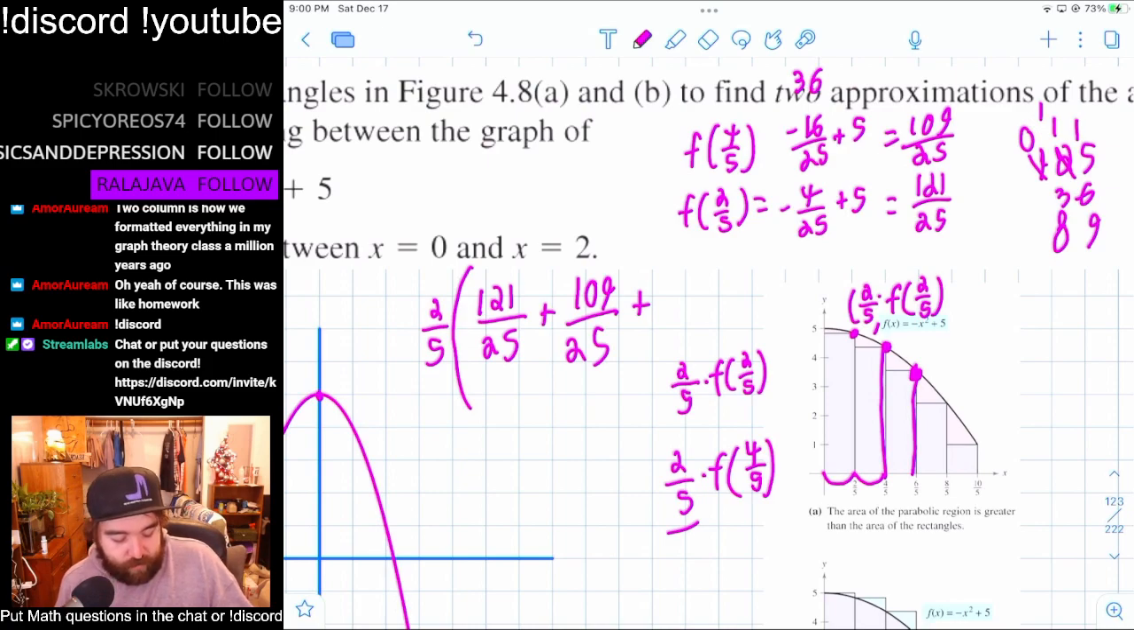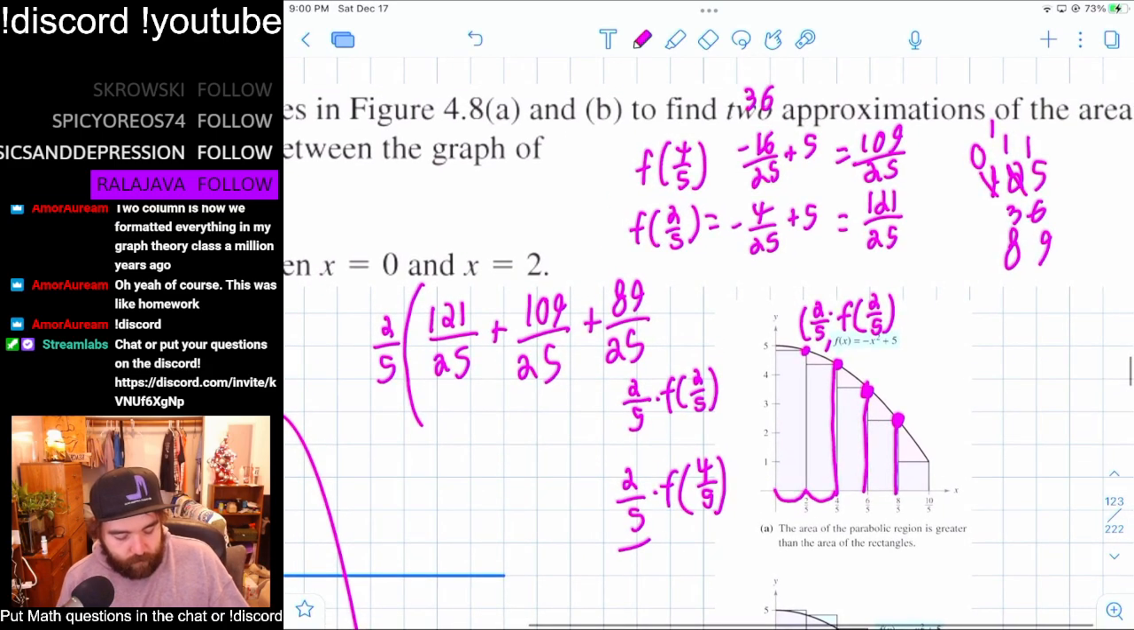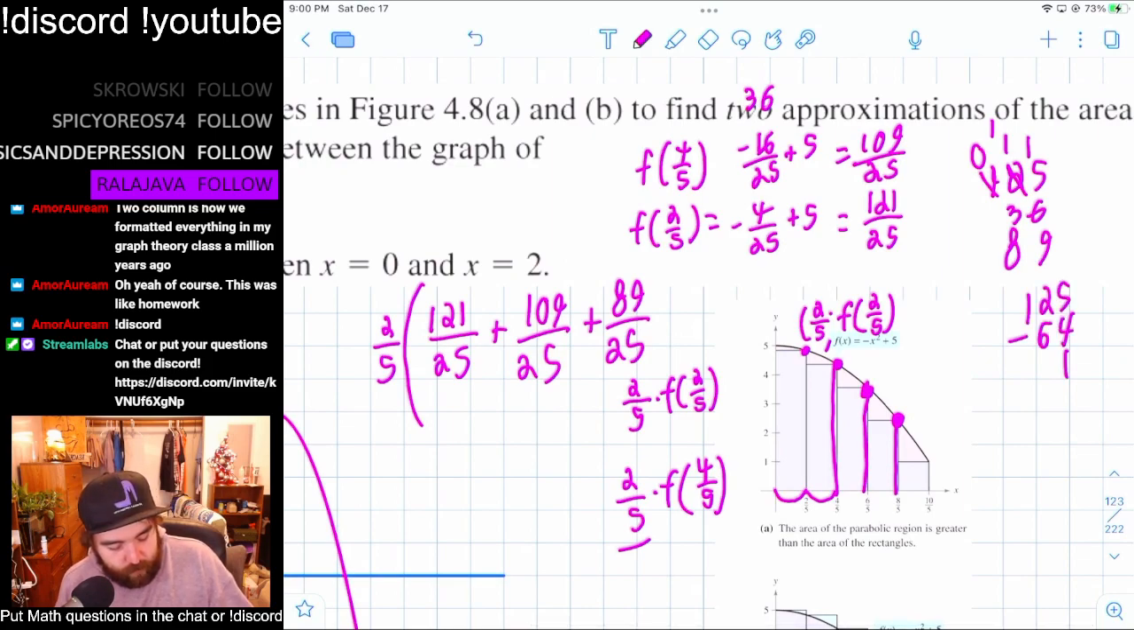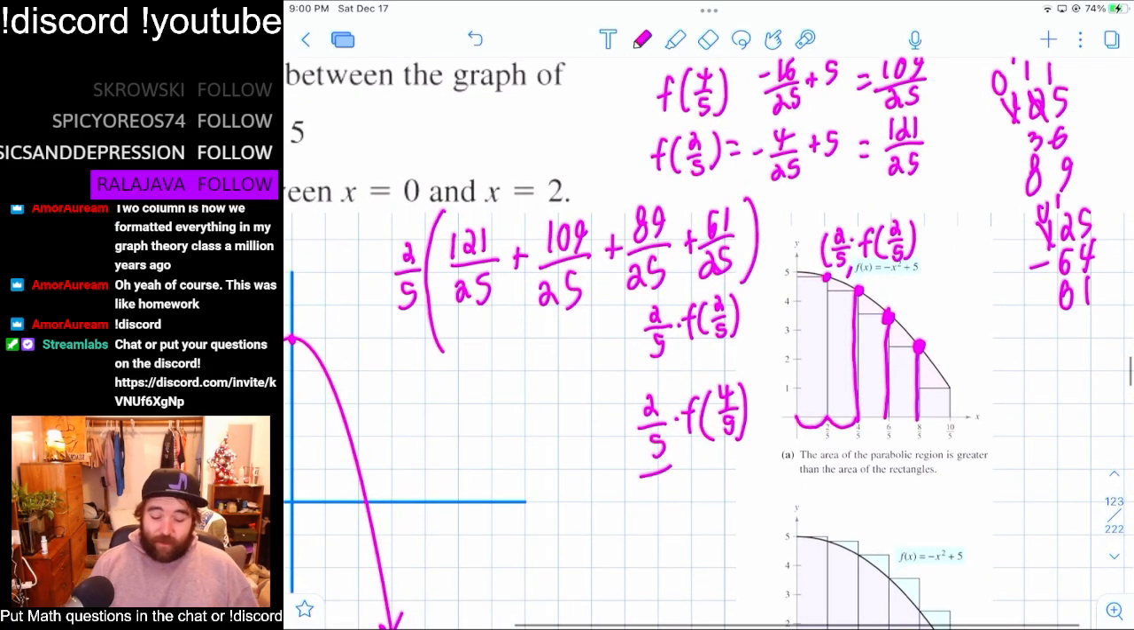Yeah, because you'll get 90 plus 35, which is 125. So this is 89 over 25. And then the last one here, 8/5, which is 64. So 125 minus 64 is 61, so plus 61 over 25. And that will be the underestimate.